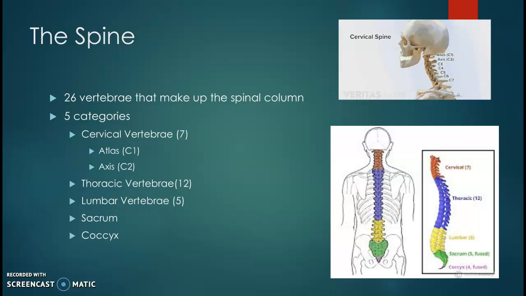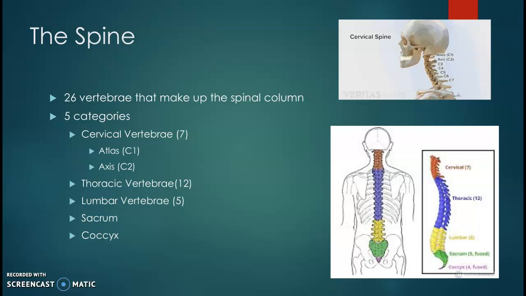Next is the thoracic vertebrae, and this is where the ribs are concentrated as well, and there are 12 vertebrae, so you would name those T1 to T12. And then next are the lumbar vertebrae. Those ones are the biggest vertebrae, and they're located right above the sacrum, and there are 5 of them, L1 to L5.